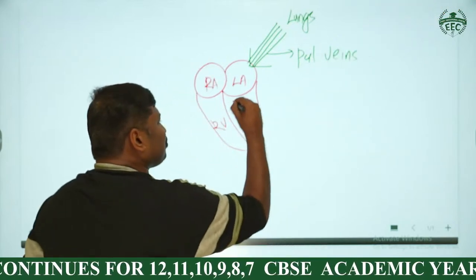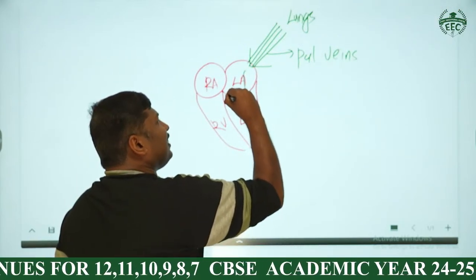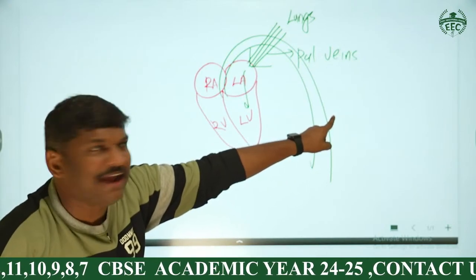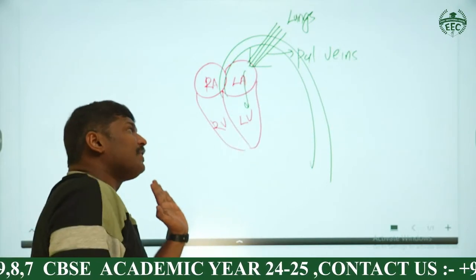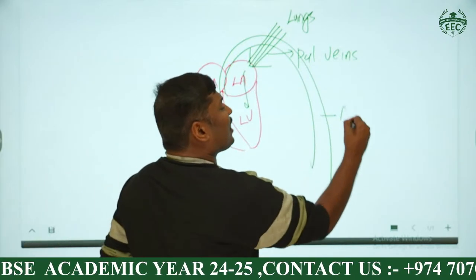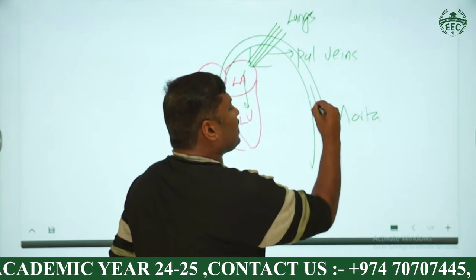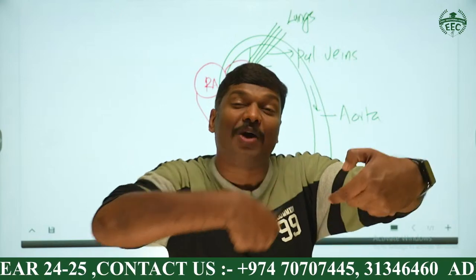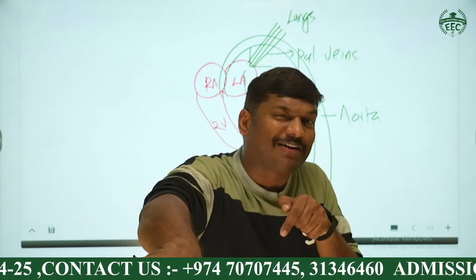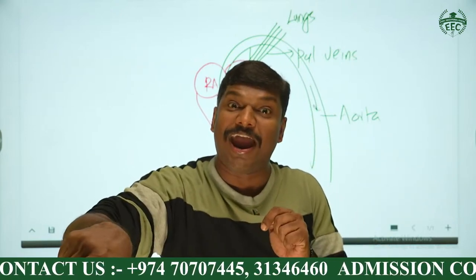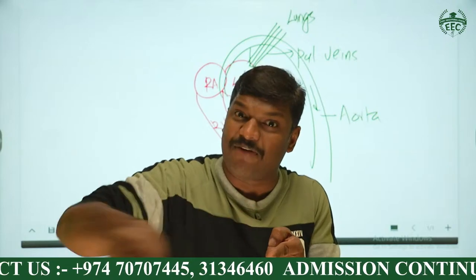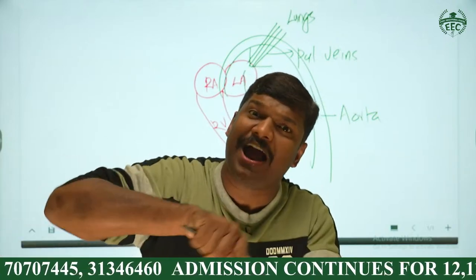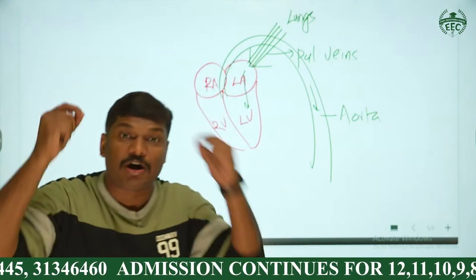So look at the board, my dear student, and the blood is coming into the left ventricle, and after that, this is the channel. You can see, is it an artery or a vein? Is it moving towards the heart, or is it moving away from the heart? This is the aorta. This is the artery, my dear students. So blood vessels that are carrying the blood towards the heart are called veins. Away from the heart is called what? Artery. Away, artery. That word always keep in your mind.